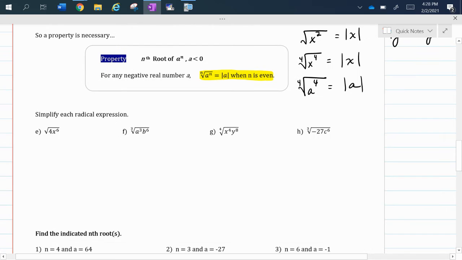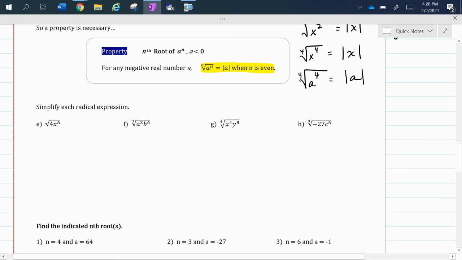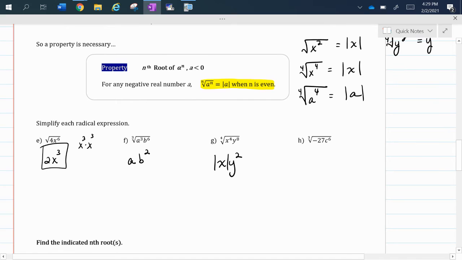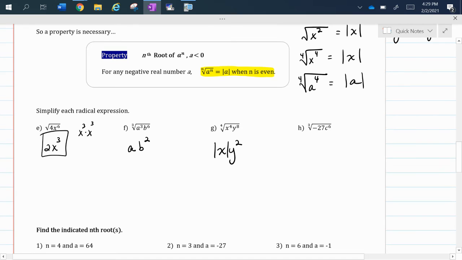Okay, so let's do a few examples where we simplify some roots with variables. The square root of 4x to the 6th would be 2x to the 3rd, because x to the 3rd times x to the 3rd gives me x to the 6th. The cube root of a cubed b to the 6th would be a b to the 2nd. And the fourth root of x to the 4th y to the 8th would be x times y squared, except we need an absolute value around x because we've got the fourth root of x to the 4th, which is the absolute value of x. And lastly, the cube root of -27c to the 6th would be -3c to the 2nd.